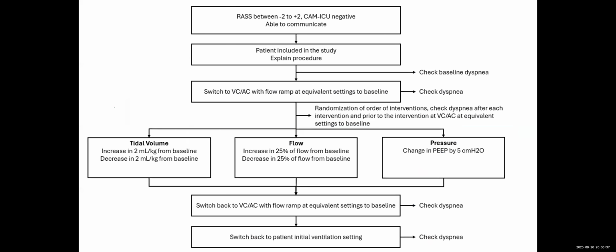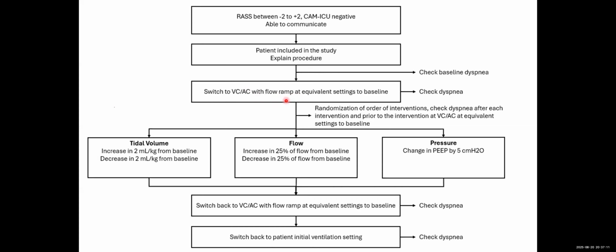So we're going to include those patients with RASS between -2 and +2, CAM-ICU negative, who can communicate. After including the patient in the study, we're going to get consent and explain the procedure. We're going to check the baseline dyspnea using the MDP. We're going to adapt that, I'm going to explain. And then, because they may be on different ventilator settings, we're going to switch to VC-AC, so volume control assisted, in a way that we standardize the changes.